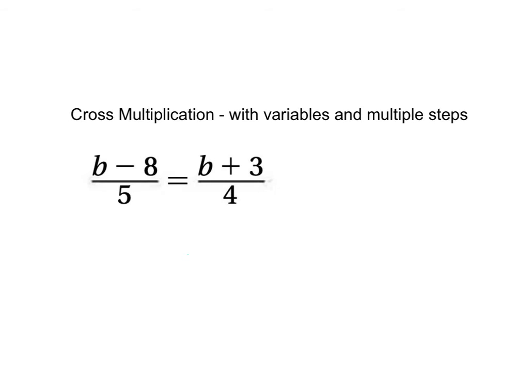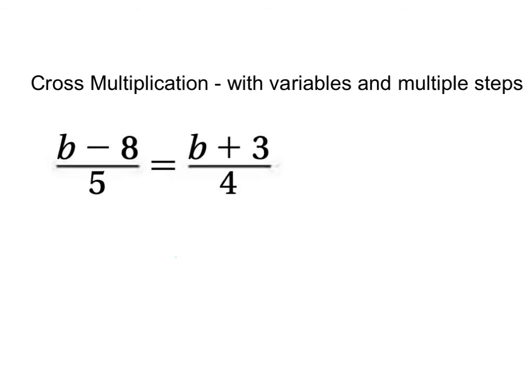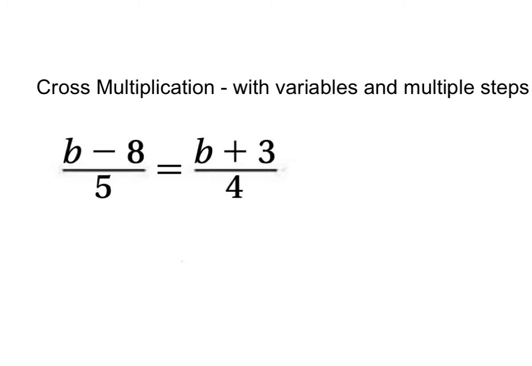All right, cross multiplications with variables and multiple steps. So this one's a little bit tricky, okay? But it's actually not any different than what we've been doing. So let's start with this one. Remember, you guys can start with either one, okay? Either cross multiplication. So let's do 5 times b plus 3.